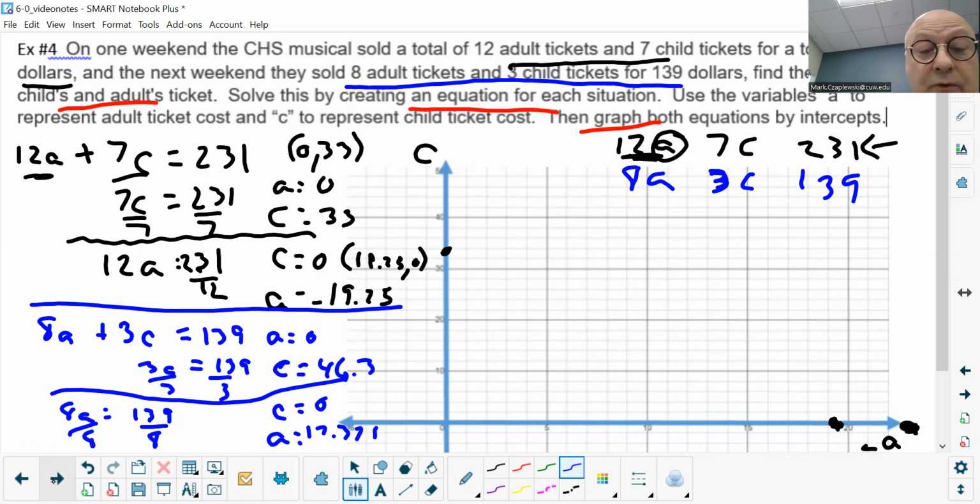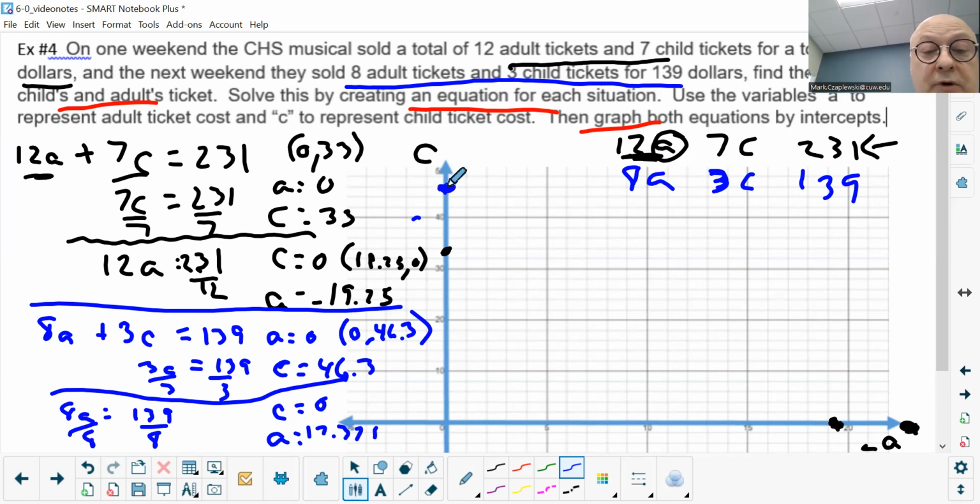Okay, so as we move forward, now I'm going to have to graph these two ordered pairs. So once again, my A comes first. So 0, 46.3. So this is 50, way at the top of my screen, and it's 40 right there. So 46, a little over halfway: 42, 44, 46. So right in here somewhere.